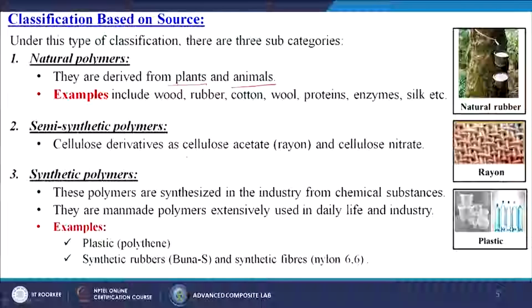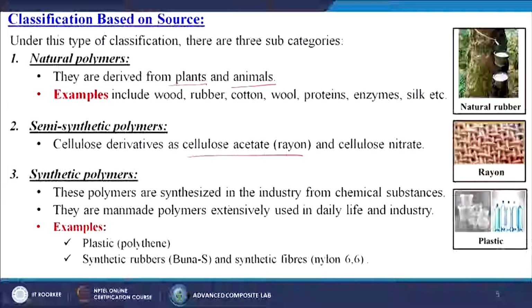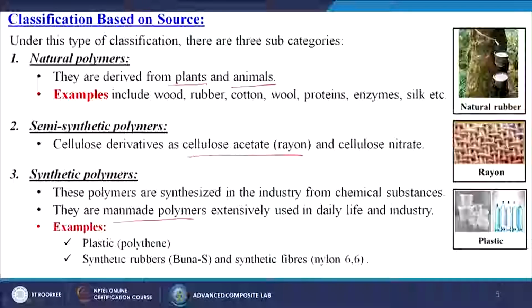Now, semi-synthetic polymers are generally cellulose derivatives such as cellulose acetate, which is known as rayon, and cellulose nitrate. There are also synthetic polymers. These polymers are synthesized in industry or the lab from chemical substances. So, mainly we prepare this kind of polymers as per our requirement. They are man-made polymers extensively used in daily life and industry. Examples are plastic, polyethylene or polythene, synthetic rubbers like Buna S, and synthetic fibers like nylon 66.